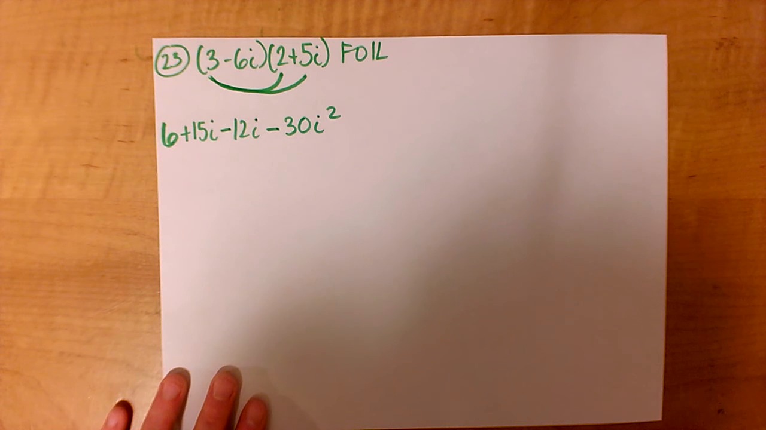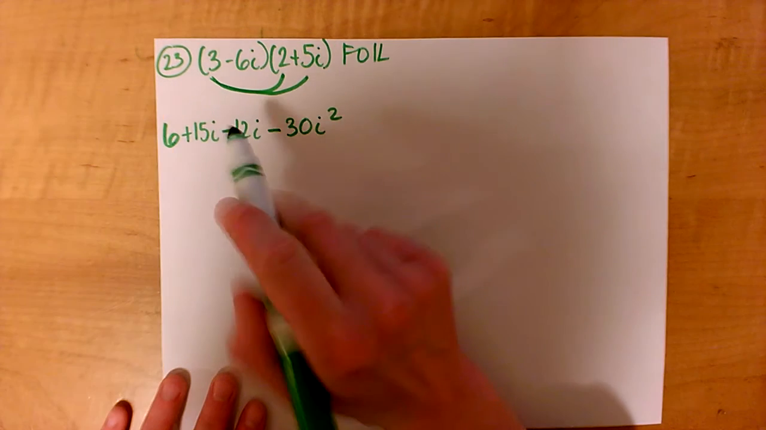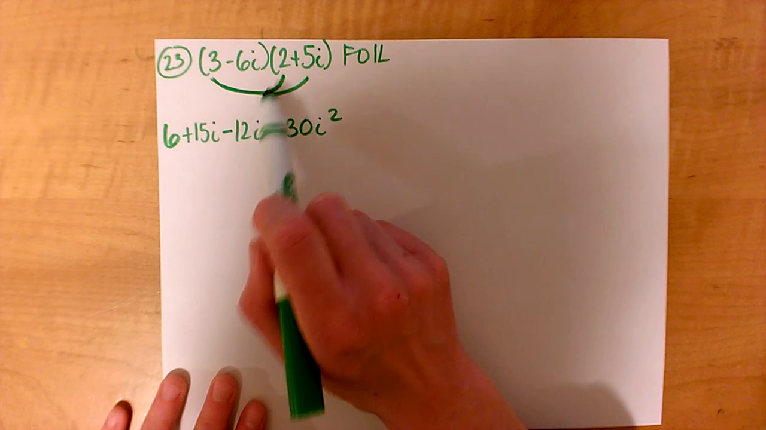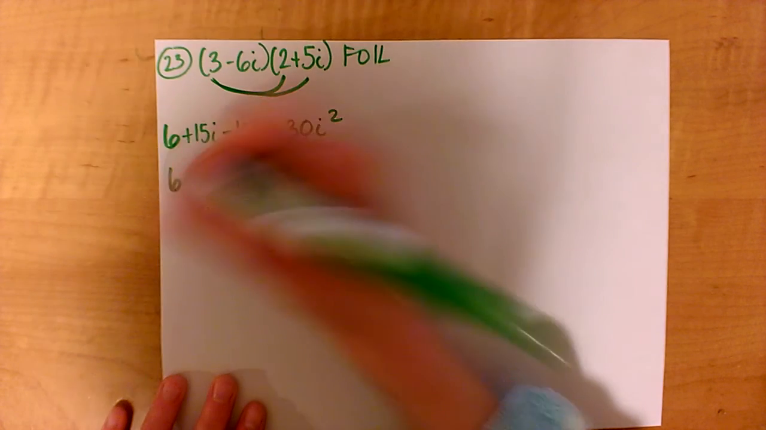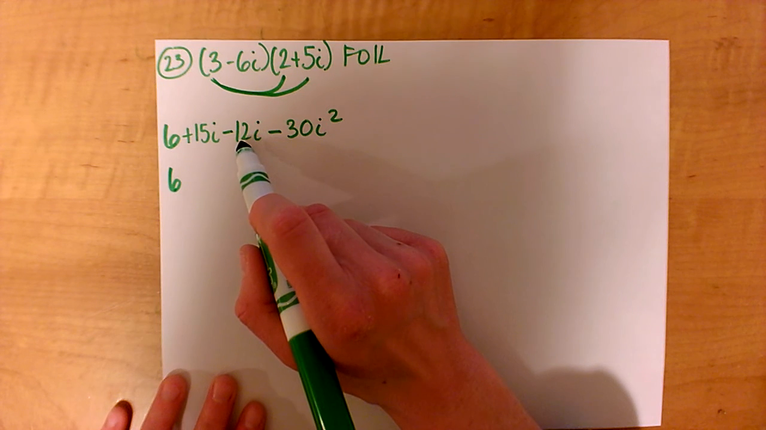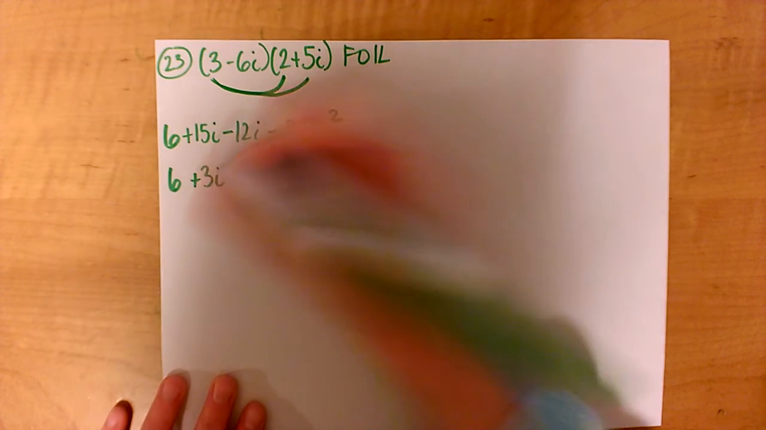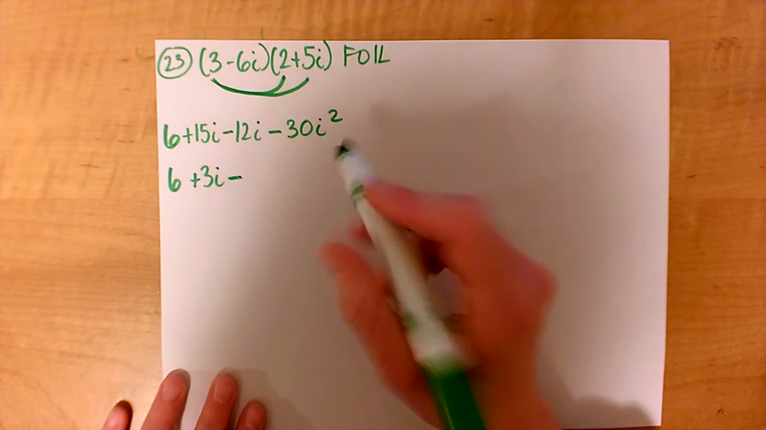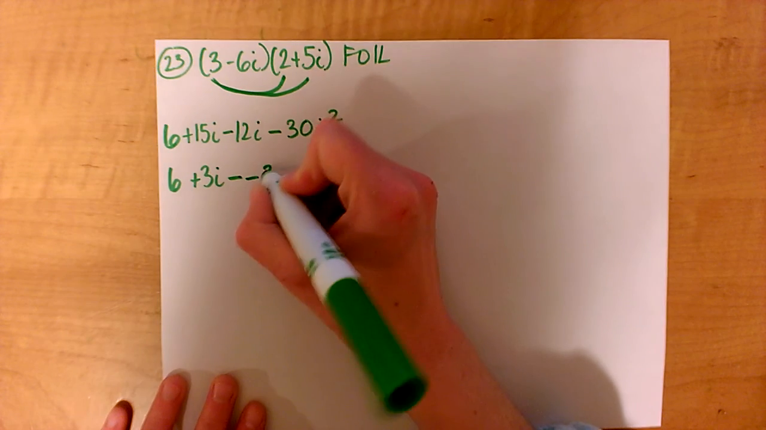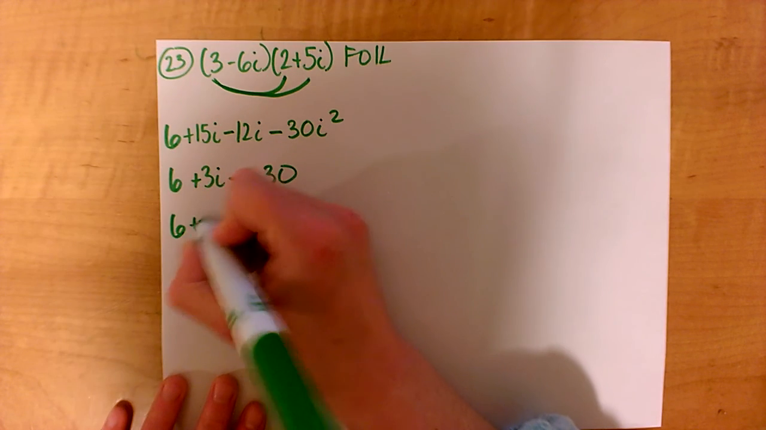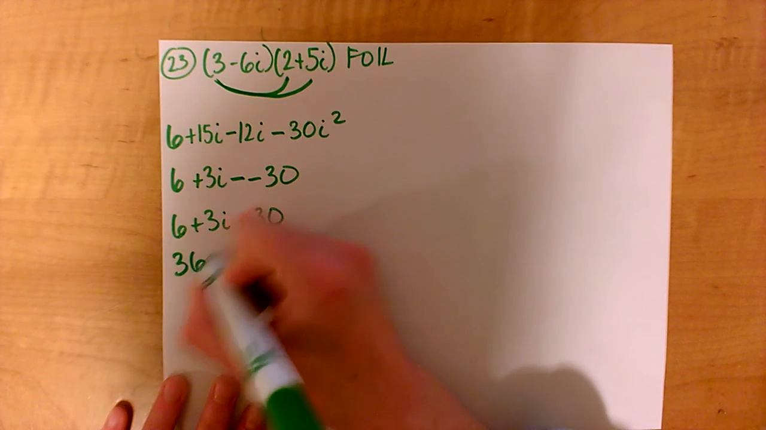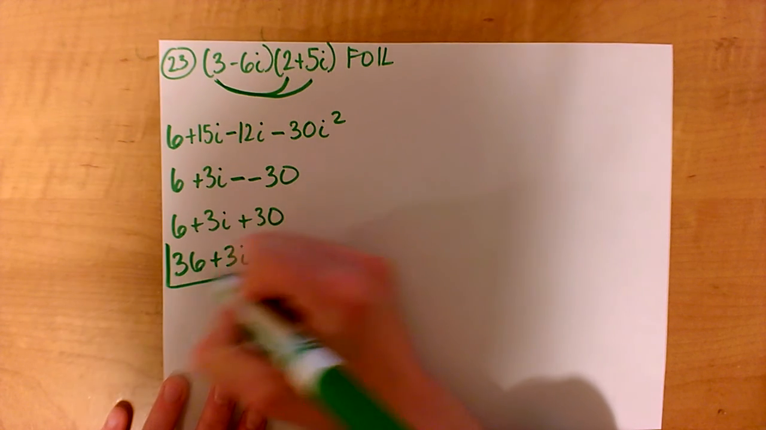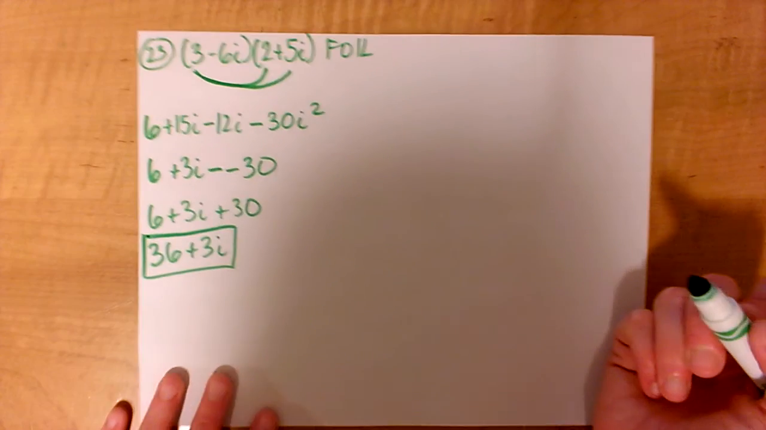Okay? So we can go ahead and simplify this. I'm going to have 6, 15 minus 12, that's going to be a positive 3I, and then negative 30I squared. Well, we already have that negative. I squared turns into another negative. So it's kind of like you have 6 plus 3I plus 30. So 30 plus 6, we'll get 36 plus 3I as our answer for 23.